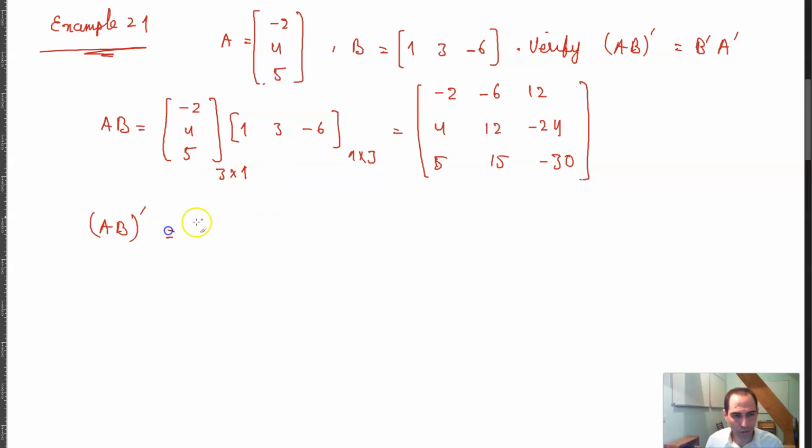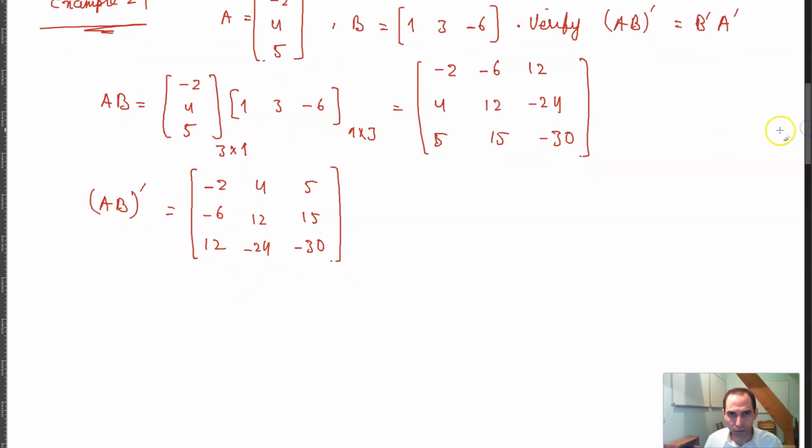you will take all of the rows and make columns out of them, meaning that you have -2, -6, 12, then 4, 12, -24, and 5, 15, -30. That is AB whole transpose.